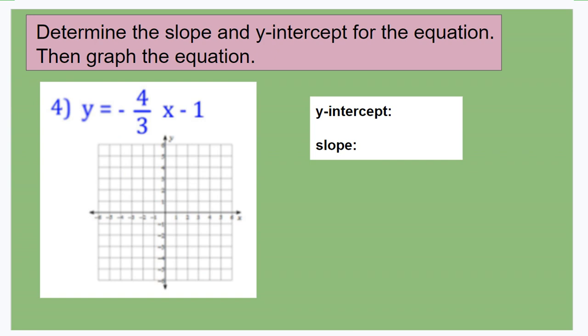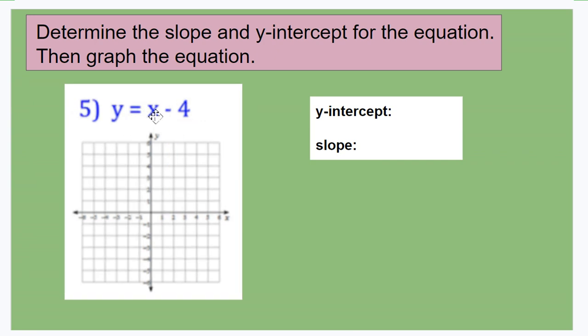Let's do number 5. y equals x minus 4. In this example, our y-intercept is the negative 4. So our ordered pair, our starting point, would be (0, negative 4). So we're going to draw our first point on our graph at (0, negative 4). So start at (0, 0). (0, negative 4) would just be down 4.